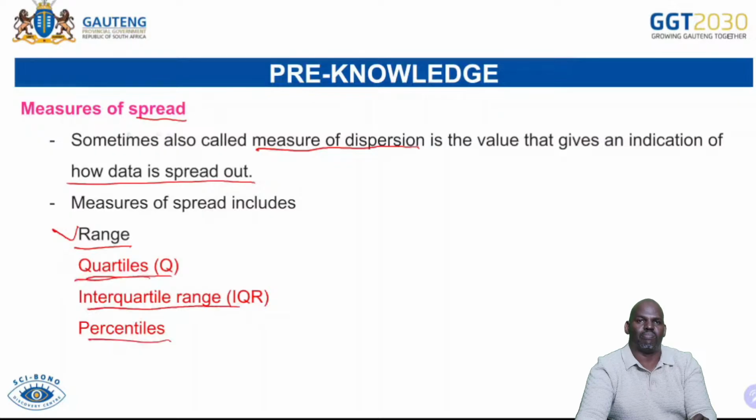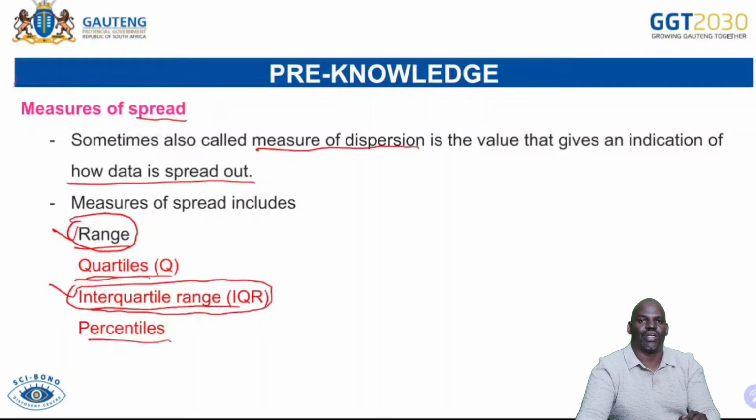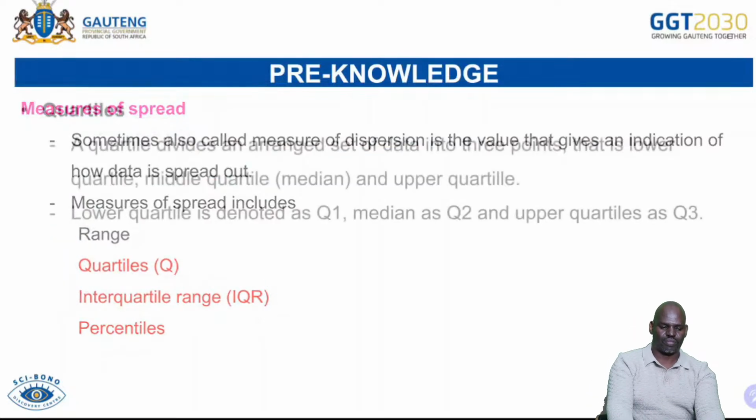So when we talk about measures of spread, we spoke about measures of central tendency, which are mean, median, and mode. For measures of spread, we're referring to range, quartiles, and interquartile range. Actually, the main ones are range and interquartile range. That is what we mean by measures of spread.